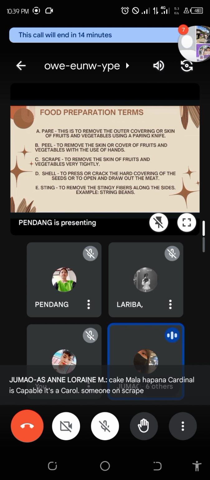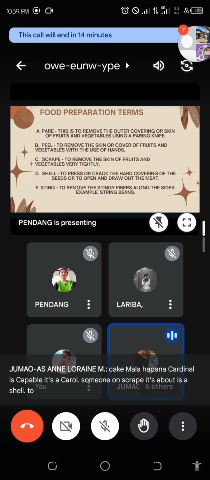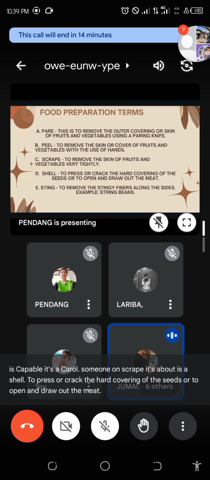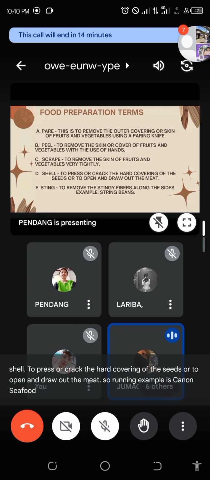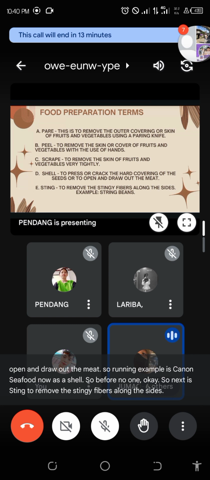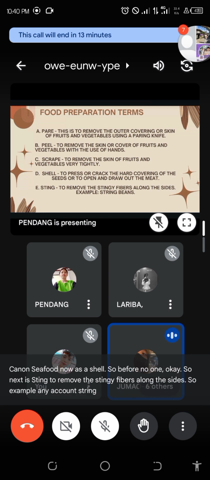So, pang-upat is ang shell. To press or crack the hard covering of the seeds or to open and draw out the meat. So, kaning example is kanang seafood nga naay shell. So, before nimo kaonon, kung tuyo nimo ang unod nga naa sa sud, imo pa nang buksan or abliha ang shell para makuha nimo ang unod. So, next is string. To remove the stringy fibers along the sides. So, example, kanang string beans.